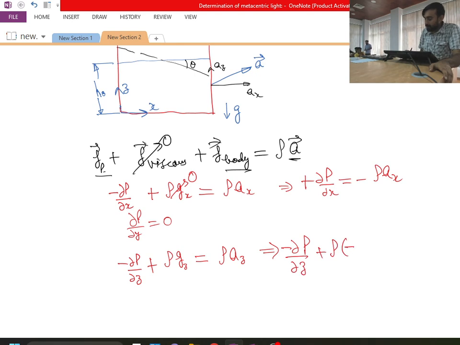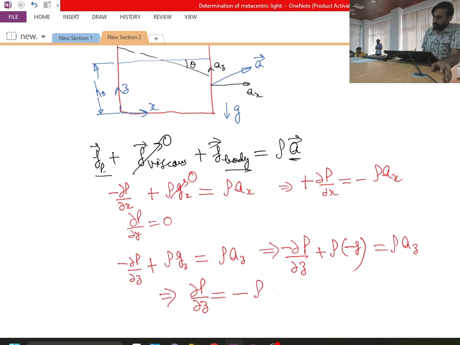Gz is minus g. It is acting in the downward z direction, so that's why it is minus g. Okay. Minus g equal to rho a z. Now from here I will be getting del P by del z equal to minus of rho times (az plus g). Is this one clear? Is anyone having any doubt?